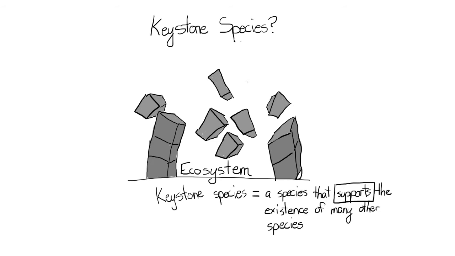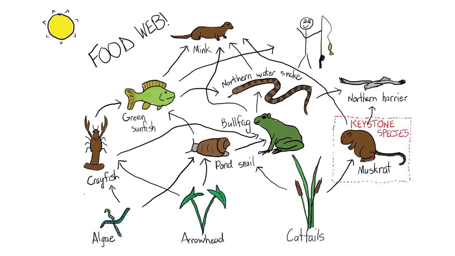ecosystem can collapse. Let's go back to our wetlands ecosystem and see how a muskrat, this lowly creature, could be a keystone species. If you were to remove a muskrat, what would happen? Well, before you start looking up there at the mink and the northern harrier, I want you to look lower in the food chain at those cattails.